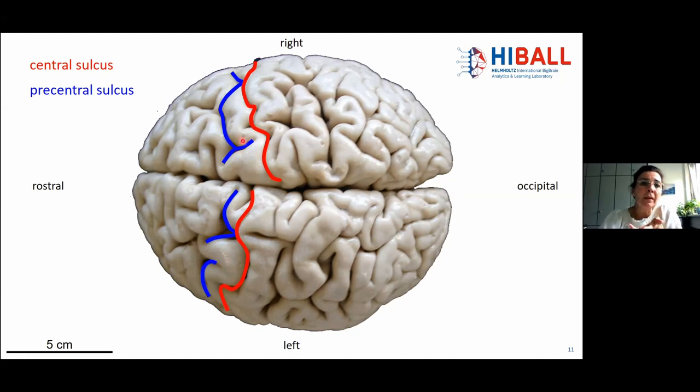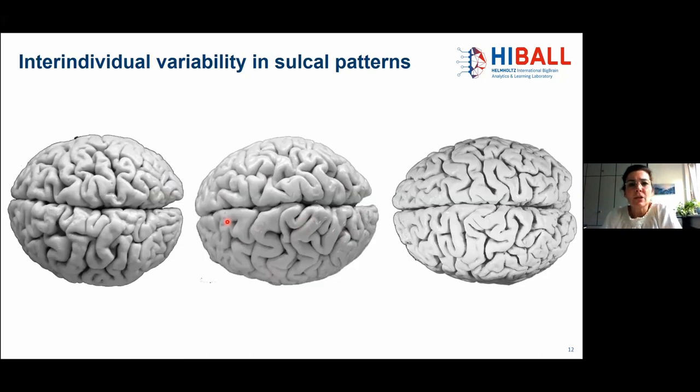And then, for example, here we've got a bifurcation close to the longitudinal fissure on the right hemisphere, but not on the left hemisphere. So some sulci have a more constant pattern across brains, and other ones have a more variable pattern amongst brains. And this just makes their identification that bit more difficult for anatomists.